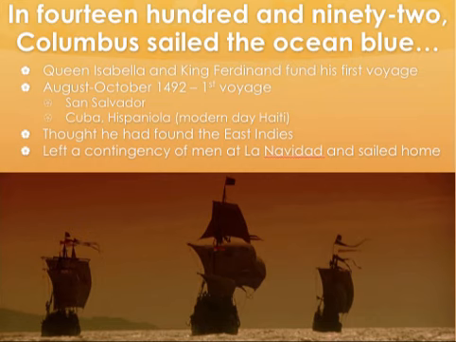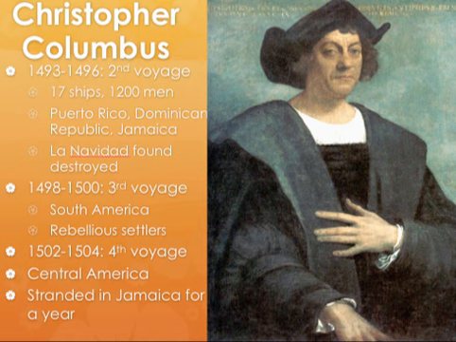It's pretty crazy. Now, when they finally get there, he's going to land in Cuba and Hispaniola, which is modern-day Haiti. He's positive he's found the East Indies, right? So what we call Southeast Asia now. He didn't, clearly, but he's still so sure that he did. So he's going to set up a little settlement at a spot called La Navidad, and then he sails home.